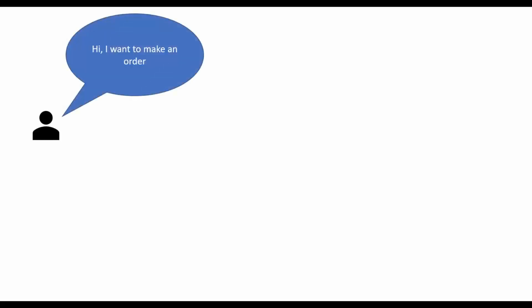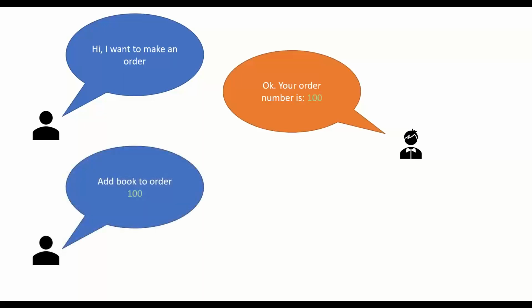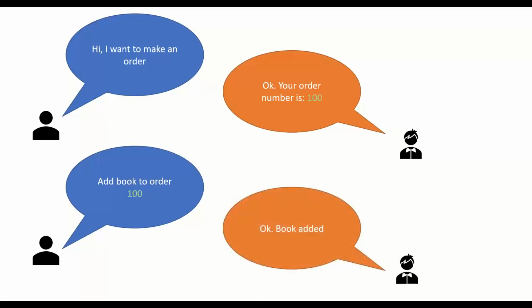So I'm going to show you just an example in a bookstore. This is a person trying to make an order. He says, hi, I want to make an order. The seller tells him, all right, your order number is 100. Then the person says, all right, add book to order 100. And the seller confirms the book was added. So this is like a conversation protocol between a buyer and a seller.